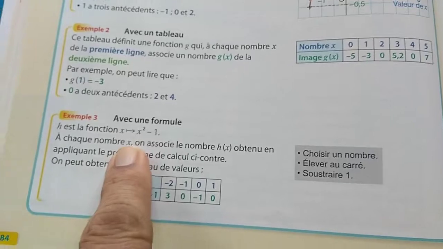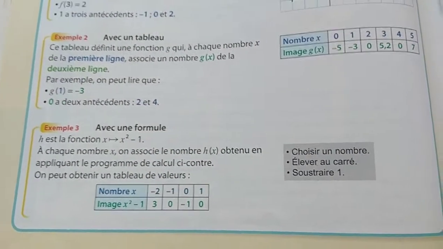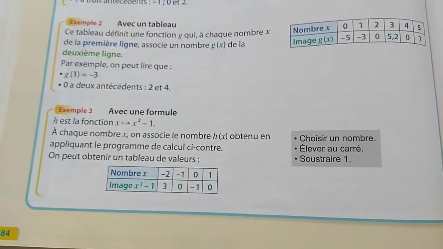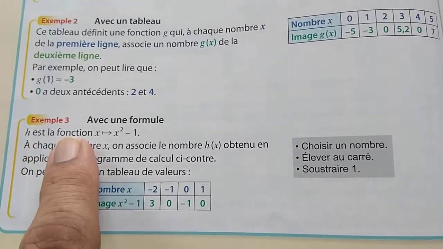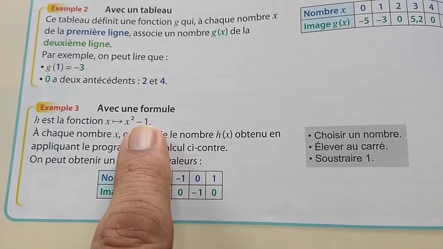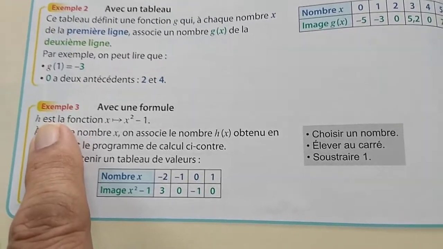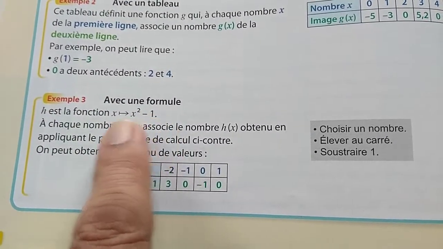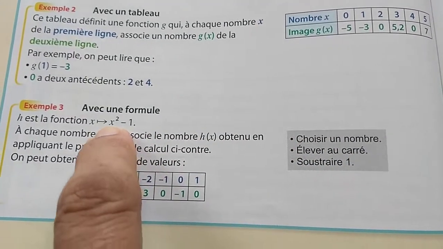Okay. Then you come to the third one, which is avec une formule, which is the most important one, the one we actually saw first in our second video. This is the one that we spent most time on. And here they show h est la fonction telle que x nous donne x carré moins 1. So this function will be written as h de x, not f de h. h de x est égal à x carré moins 1. So what are you doing? You're choosing a number, you're squaring that number, and then you're subtracting.